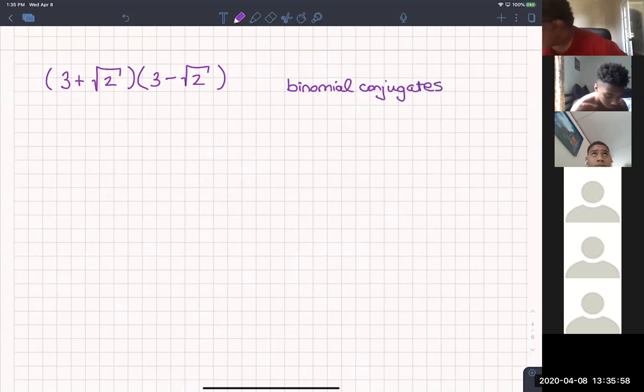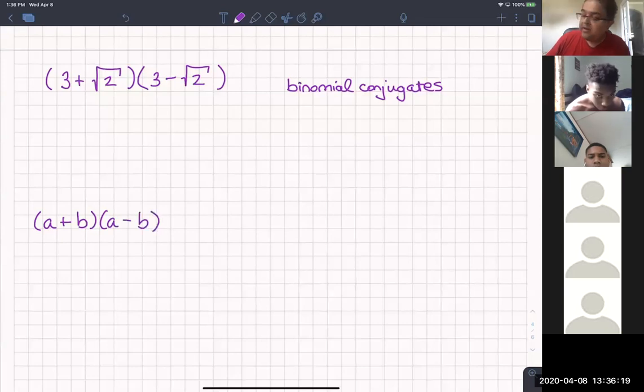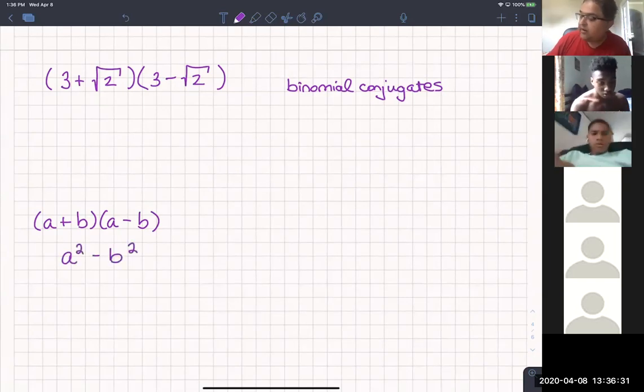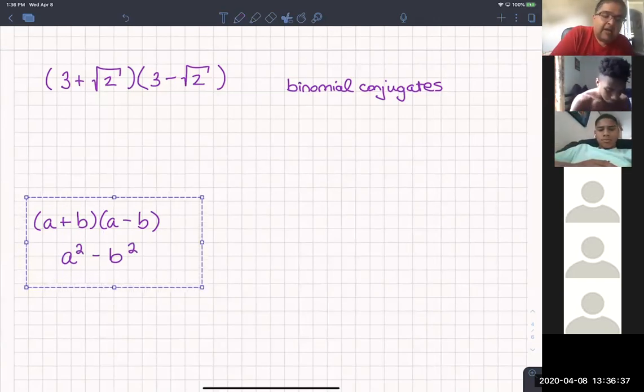Now, how do I multiply binomial conjugates? You can FOIL, but what is the shortcut method? When we multiply a binomial by its conjugate, what is the formula? So a plus b times a minus b equals a squared minus b squared. So it's the first term squared minus the second term squared. When we multiply a binomial by its conjugate, you get the first term squared minus the second term squared.